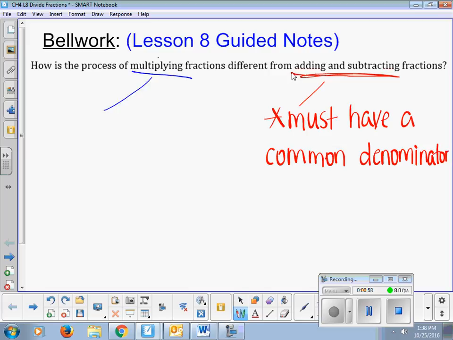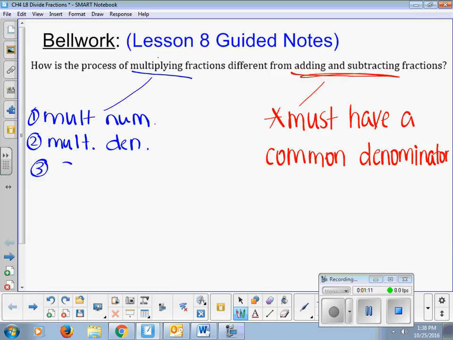When you multiply, you multiply your numerators, you multiply your denominators, and then you simplify. For multiplying and for dividing fractions, you do not need common denominators. If you are adding and subtracting, you must have a common denominator before you add or subtract.